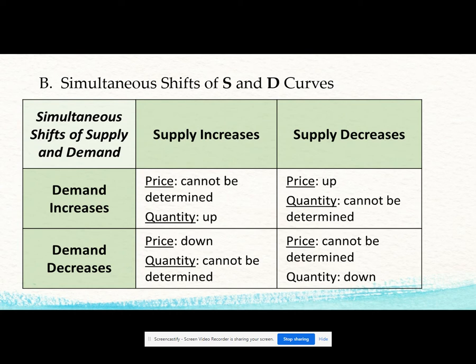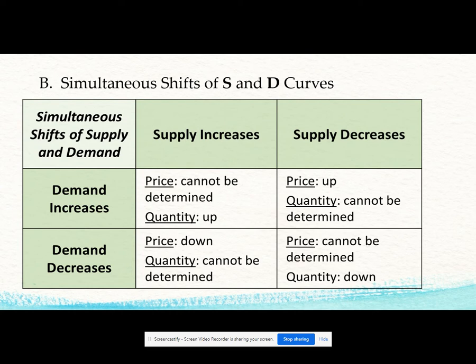If the demand increases and the supply decreases, the price is definitely going to go up. We'll be able to clearly see that. But unless we know the size of the shifts, unless it tells us that this one shifted more than that one, then the quantity is going to be ambiguous. We won't be able to tell. If demand decreases and supply increases, the price will definitely go down, but the quantity will be ambiguous. And if demand decreases and supply decreases, the price is going to be ambiguous, and the quantity will go down.